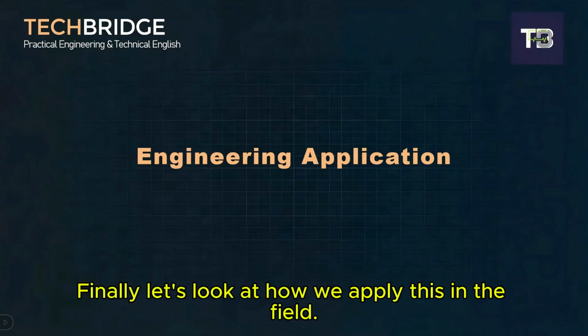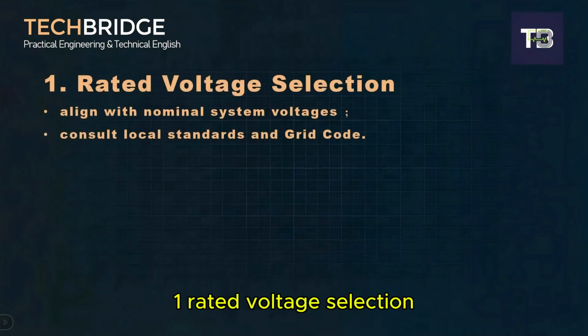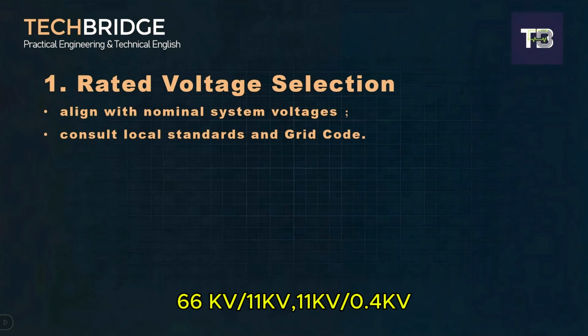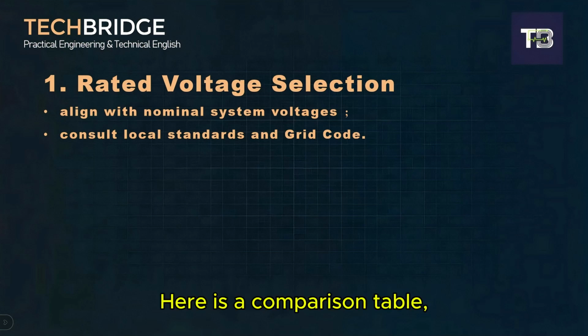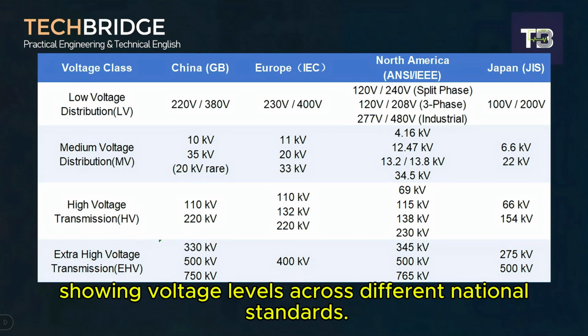Finally, let's look at how we apply this in the field. 1. Rated voltage selection. This must strictly align with nominal system voltages, for example, 66 kilovolts, 11 kilovolts, 0.42 kilovolts. Here is a comparison table showing voltage levels across different national standards.